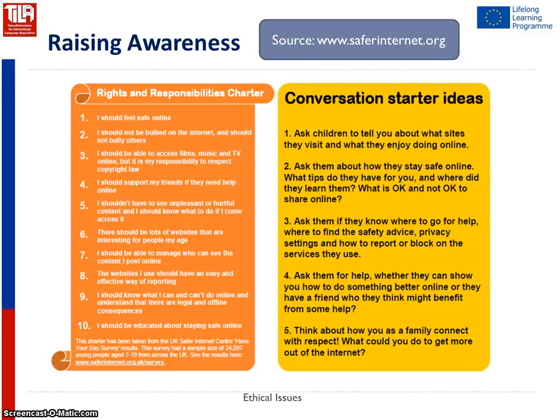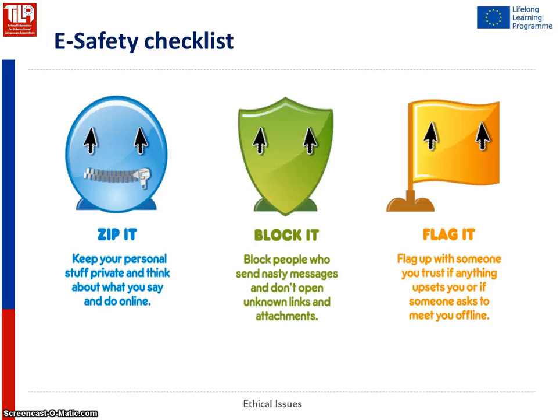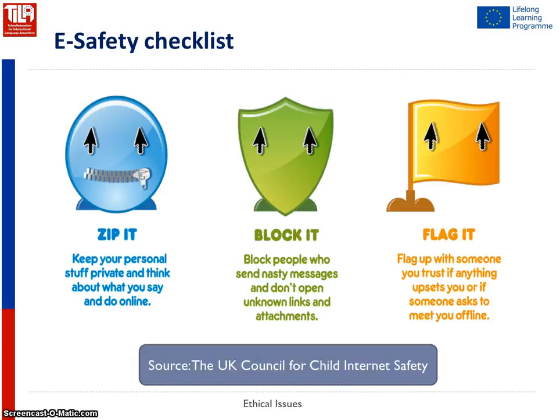And they also include ways in which this could be discussed in class, conversation starter ideas that we can see here on the screen, and how to go about discussing all this with them. There are other campaigns, like the one launched by the UK Council for Child Internet Safety. This was very successful, and it is very visually attractive for the students. And their logo is zip it, block it, flag it.